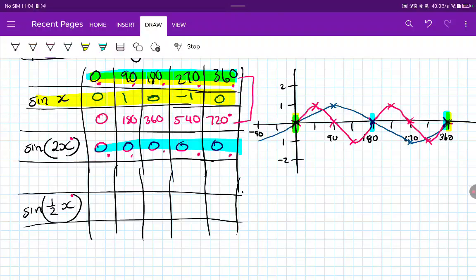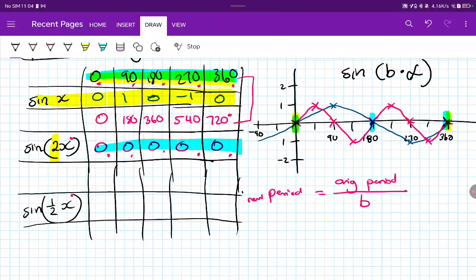What is the calculation for period? Period, or new period, is going to be the original period divided by B. What is B? B is this value here. So your standard formula for a shift in period is going to be sine B times alpha or beta or theta or x or whatever. So B times alpha, and B is the number that is multiplied with the angle. That goes in your denominator.